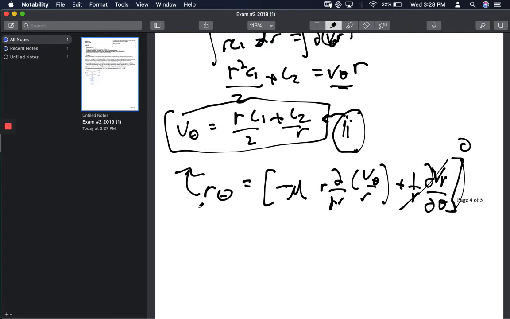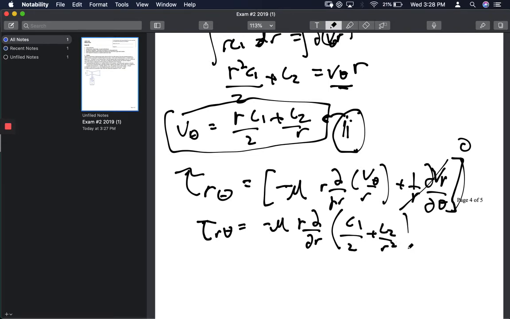Okay, so now we're just going to plug in this right here into here. So I'm going to say tau r theta is equal to negative mu times r d/dr of vθ divided by r, so just divide this whole thing by r. And then we're left with C1 over 2 plus C2 over r squared.